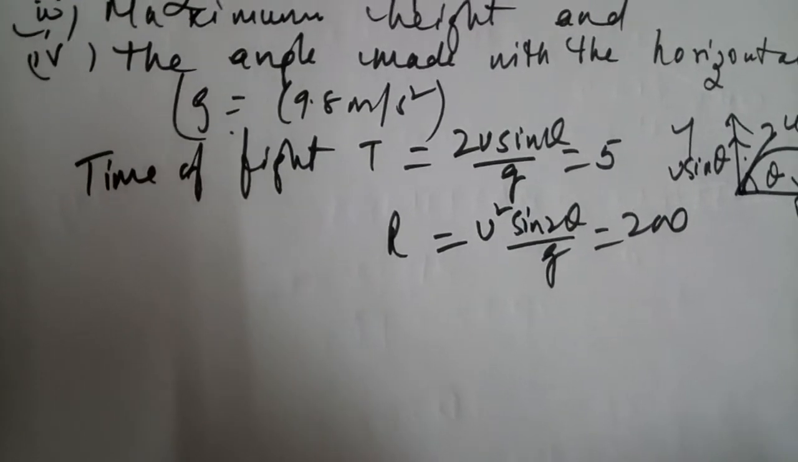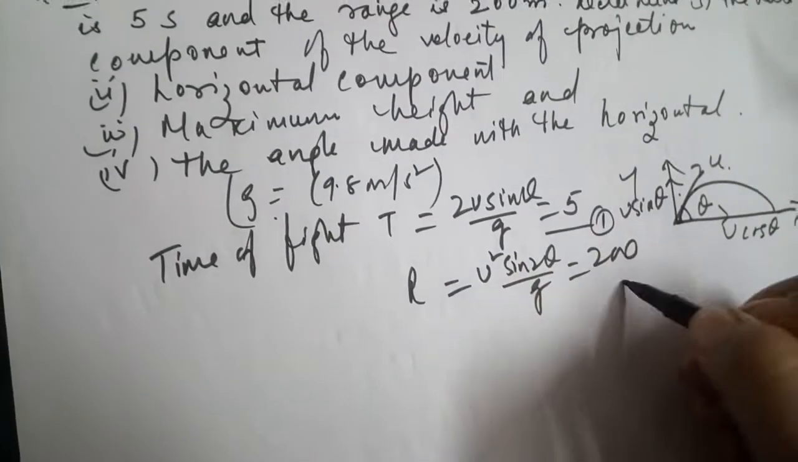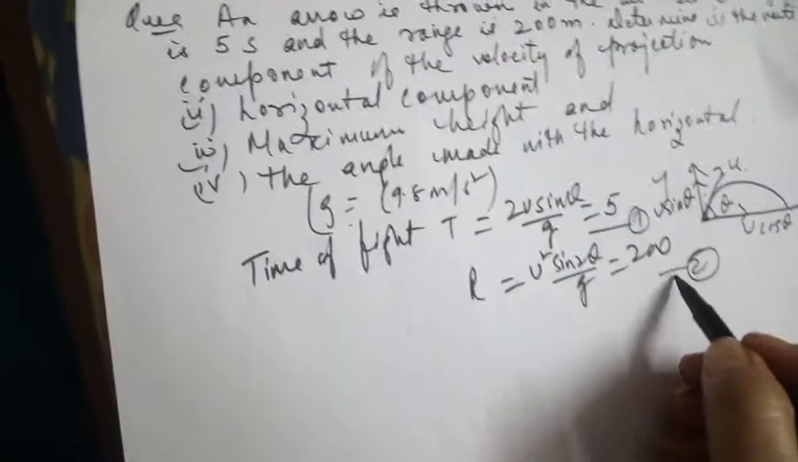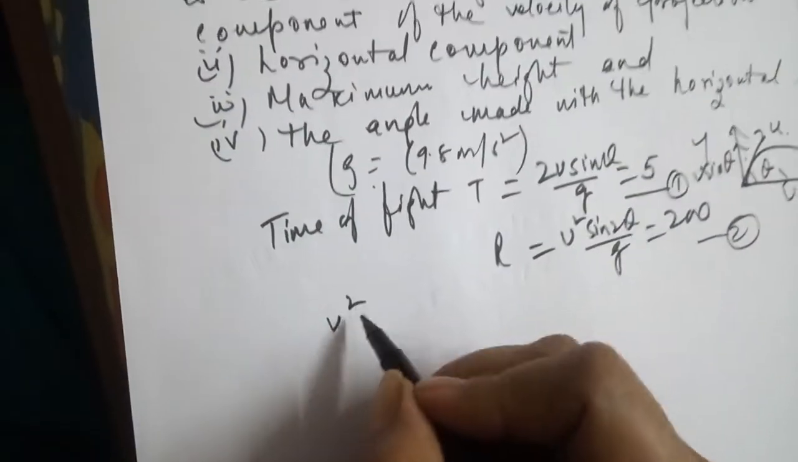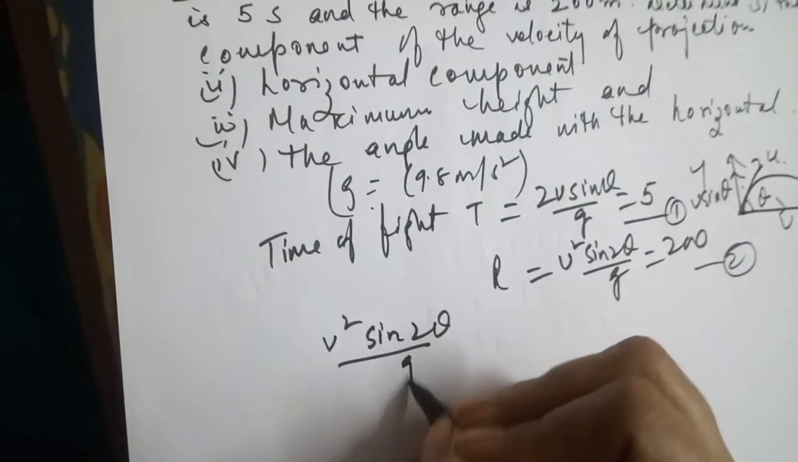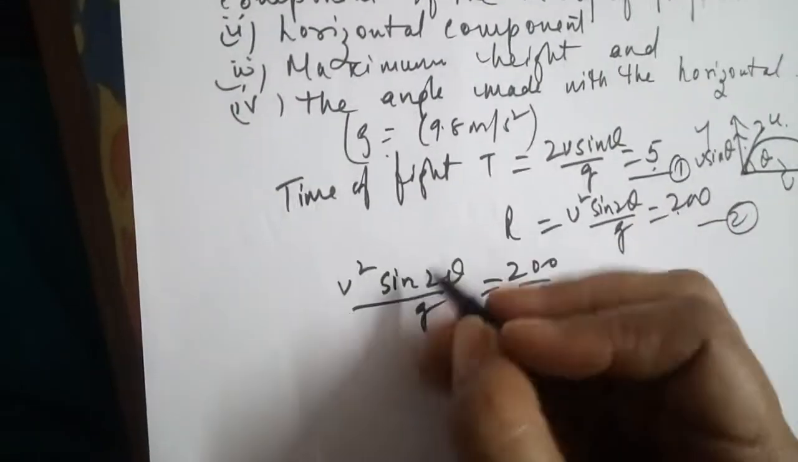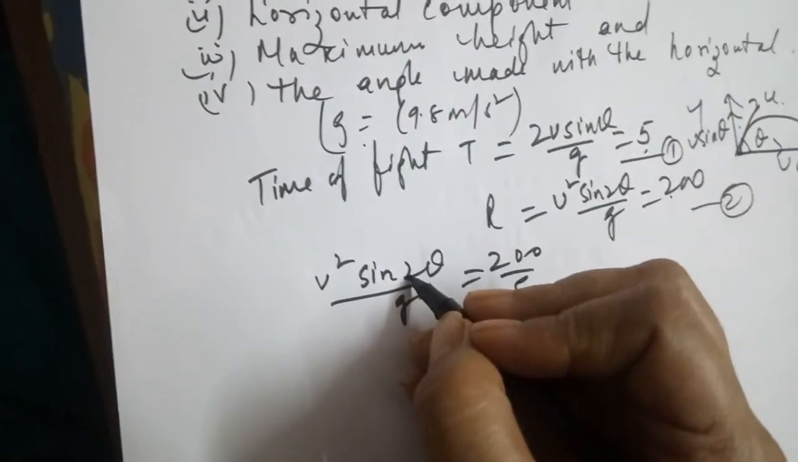So we divide these two equations. Let us divide r by t. Let us assume this is equation 1 and this is equation 2. Dividing equation 2 by 1, we get u square sin 2 theta by g is equal to 200 by 5. So we have divided this equation with this, and let us expand sin 2 theta.